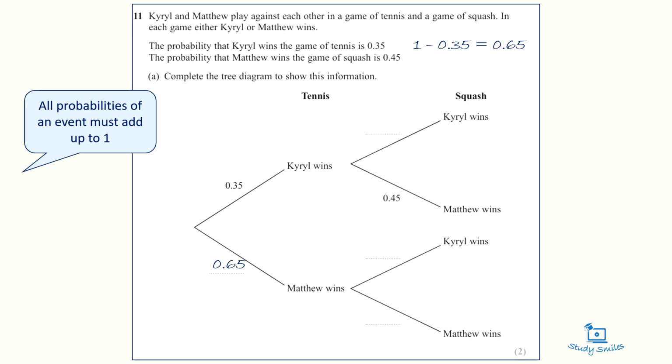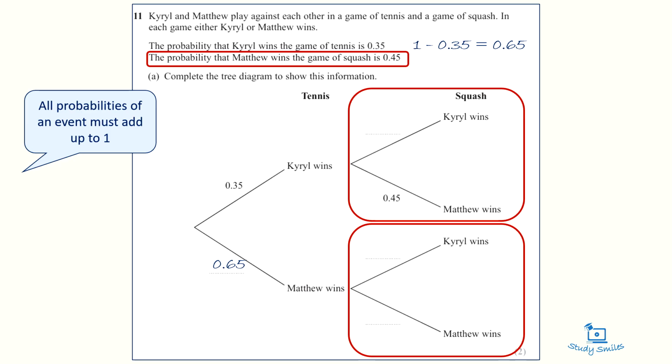For squash, we are told that the probability that Matthew wins is 0.45, so we can add this to the diagram. And this means there is a 1 minus 0.45 chance, so 0.55 probability that Kyle will win the game of squash.